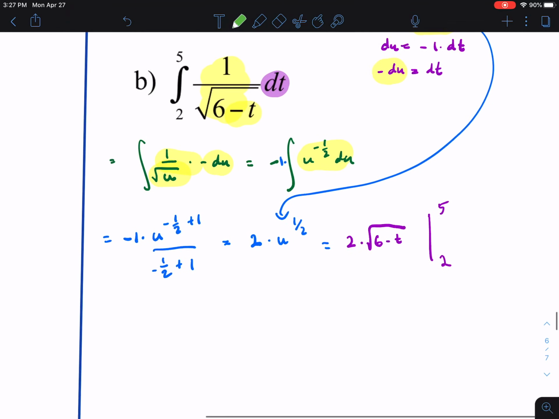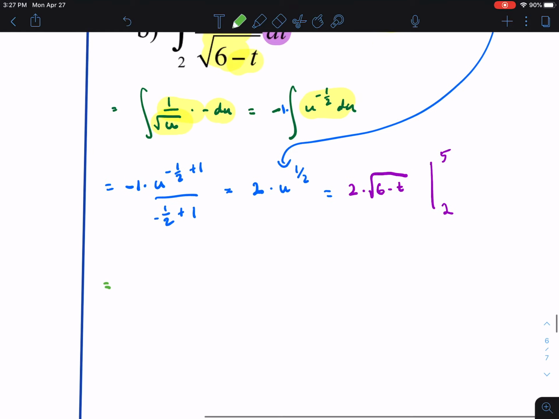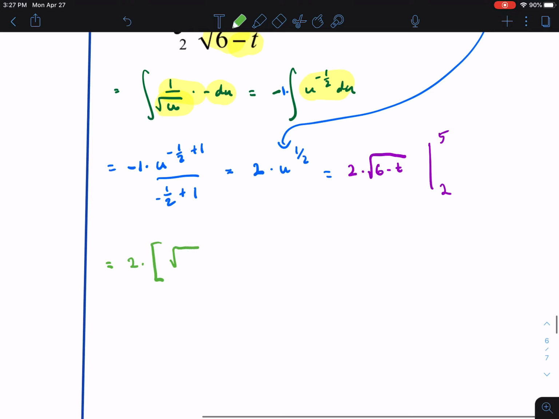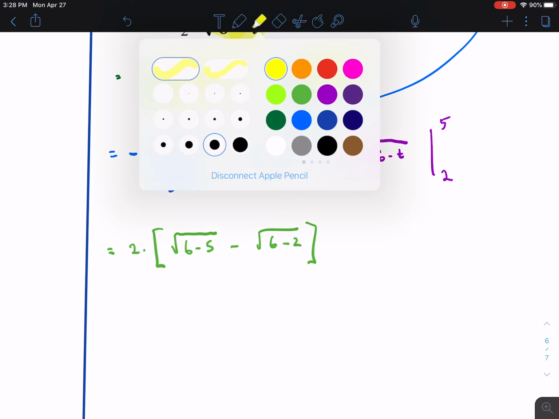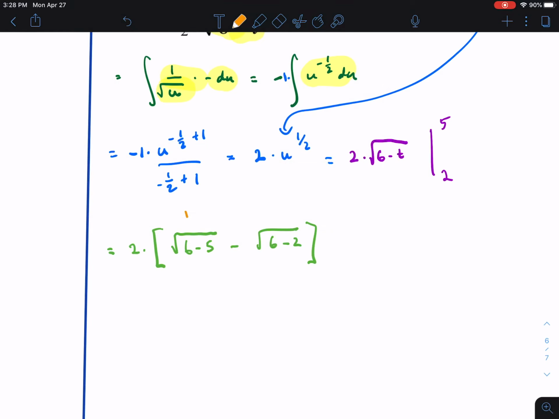All right. Equals. Okay, so we're going to plug the 5 into t and then 2 into t, and then subtract the difference. Similarly, I'm going to leave this 2 in the front. I'm going to draw one big bracket and plug in the 5 first. So 6 minus 5, subtract square root of 6 minus 2, close bracket. Again, this is using the fundamental theorem of calculus. This is all capital F of b minus all capital F of a.